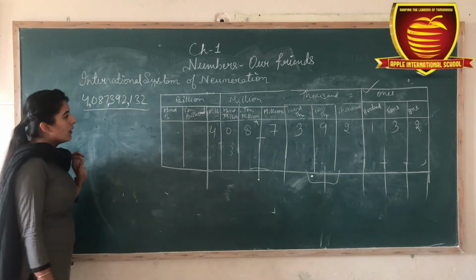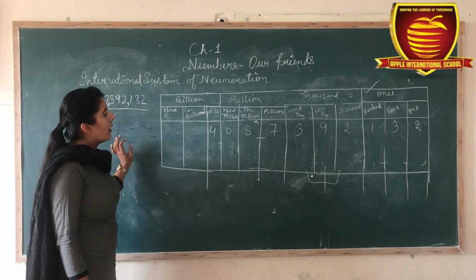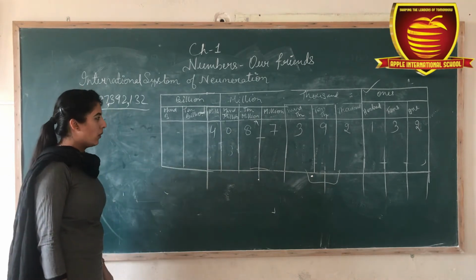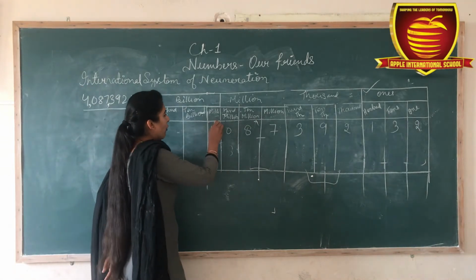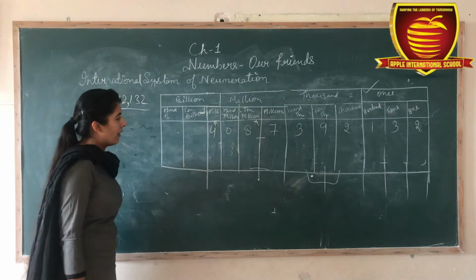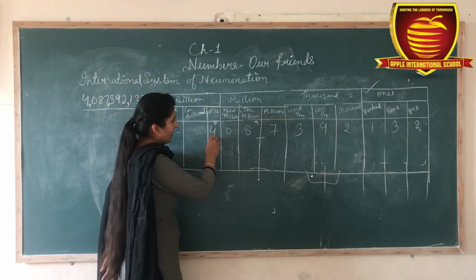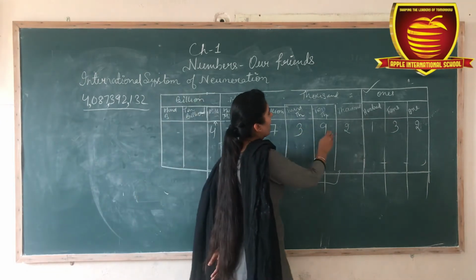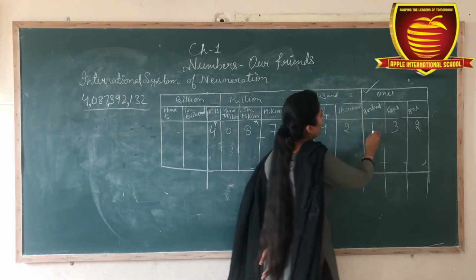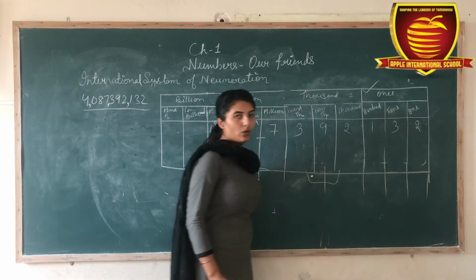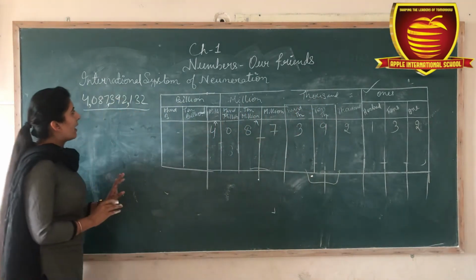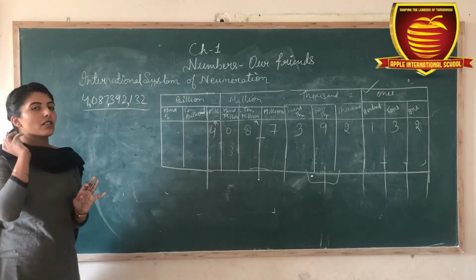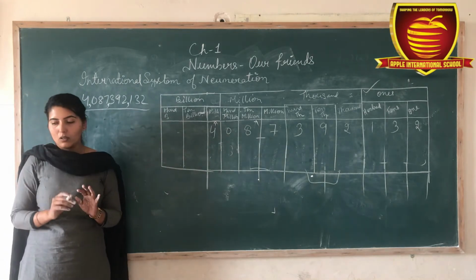Okay. So now after that, how do we call this number? As you see, 4 is at the billion place. So here we can write it as 4 billion, 87 million, 392,132. Okay. So this is our international system of numeration.